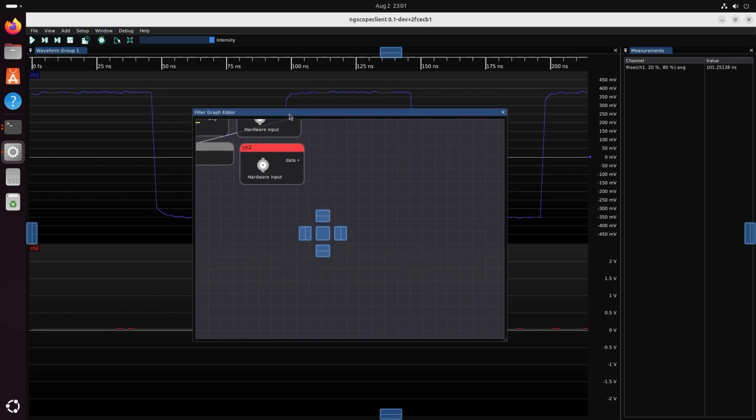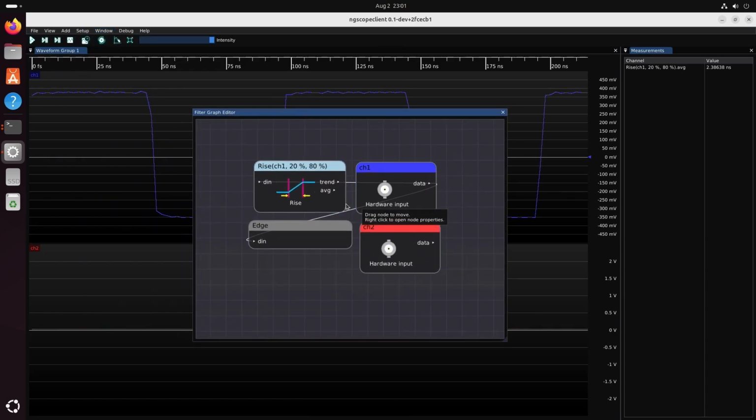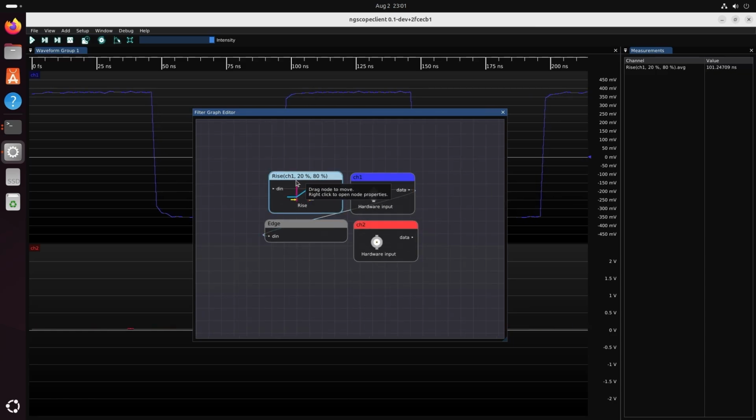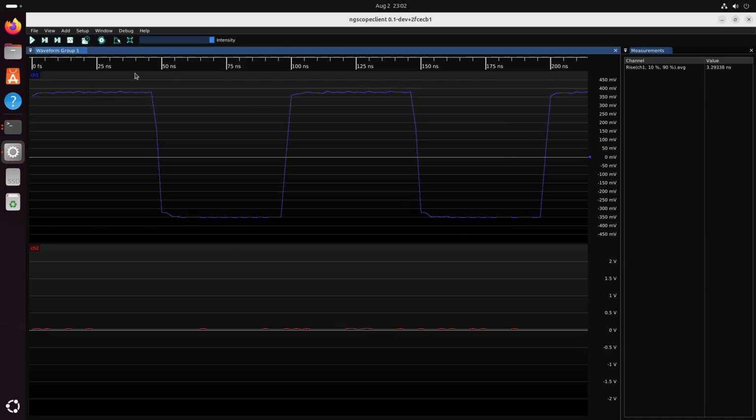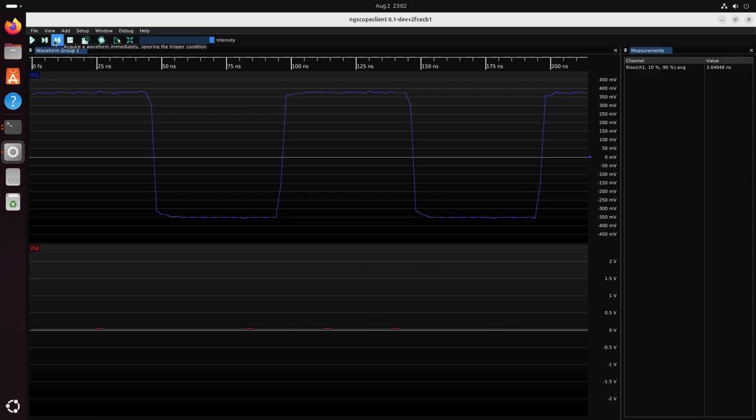You go to the filter graph. This is a very neat idea, the filter graph. So the data from channel 1 is going to this rise time measurement. Now, if you right-click it, go to parameters, you can set it up to be the 10-90 that we mentioned for this kind of rule of thumb measurement. And there you go, 3 nanoseconds, which is again very close to the 2 nanoseconds for 500 megasample per second sampling. So that's like 1.5 samples.